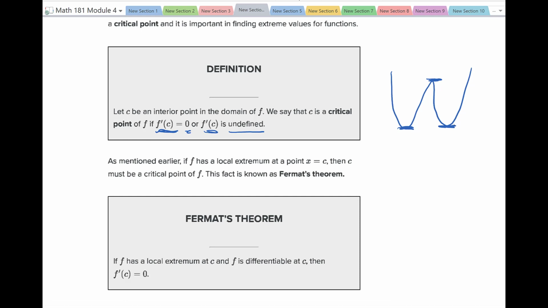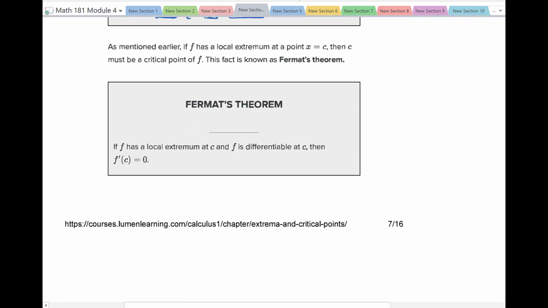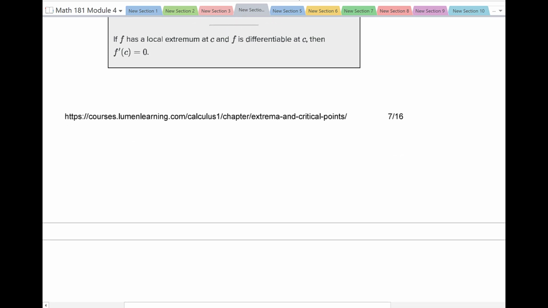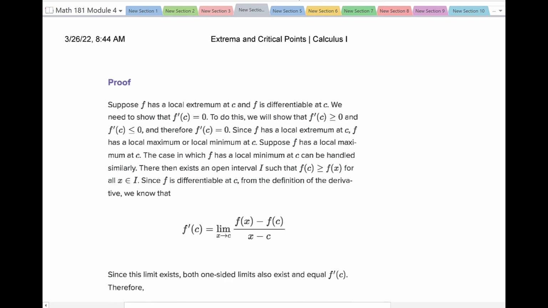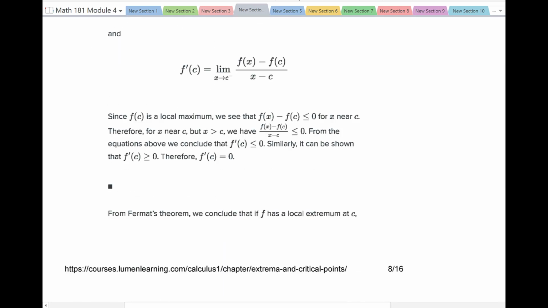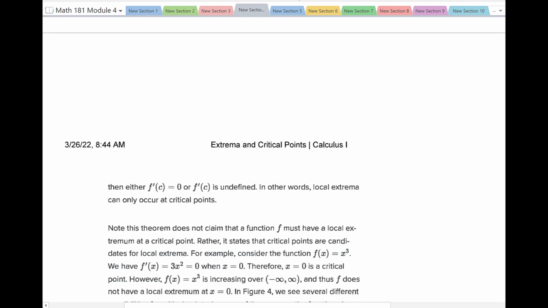In Fermat's theorem, not the famous Fermat's last theorem, if f has a local extremum at c and f is differentiable at c, then f prime of c equals 0. So being differentiable, that means you're not going to have an infinite slope. Okay. So let's use this.